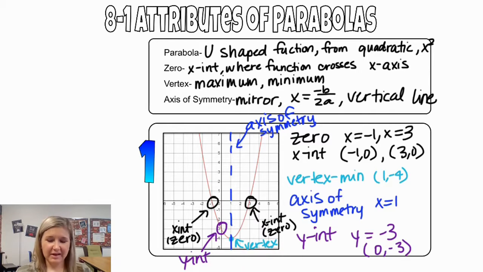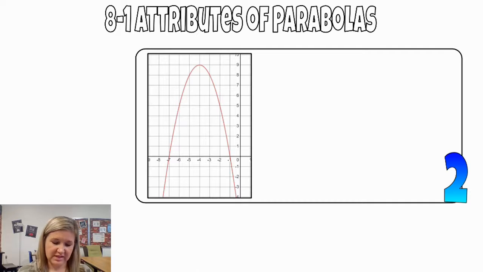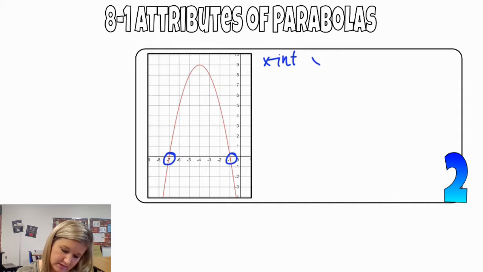So now let's look at another example. We're just going to go through this so you can see it looks like an N, or it's not necessarily a U shape, which makes our vertex a maximum. So let's start off first with our x-intercepts and our zeros. So remember, that's where it crosses the x-axis. So I have one at -7, and so I have (-7, 0) and (-1, 0). So those are, remember, also called our zeros.